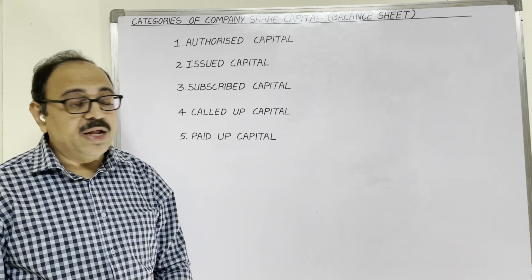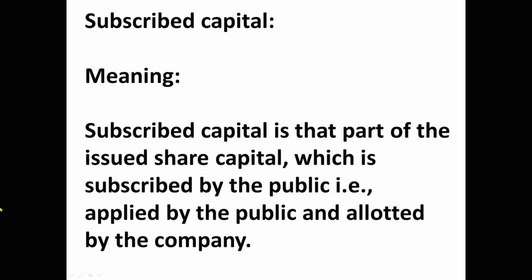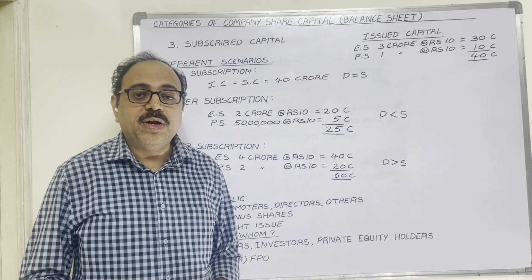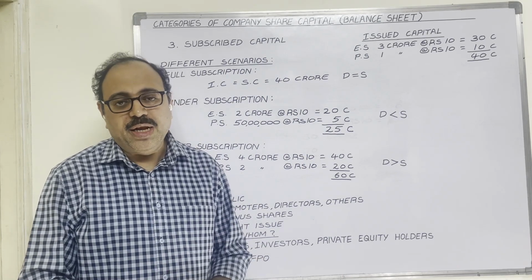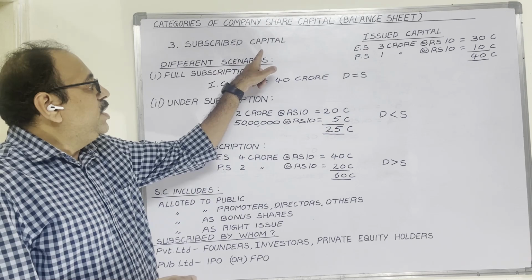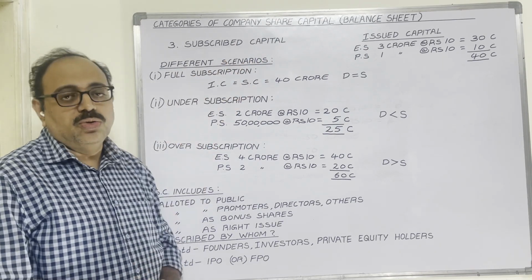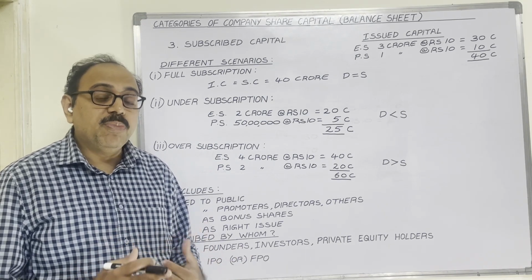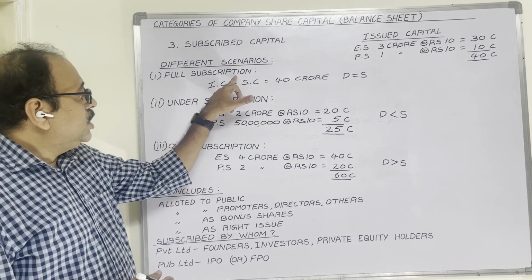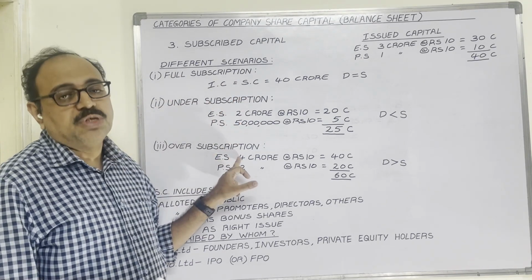Now the third type of capital is subscribed capital. Subscribed capital is that part of the issued share capital which is subscribed by the public, that is, applied for by the public and allotted by the company. Thus, subscribed capital means the capital which is applied for by the public and allotted by the company. Regarding subscribed capital, you should know the different scenarios. There may be three types of scenarios here, meaning in three ways the public may apply for these shares: full subscription, under subscription, and over subscription.